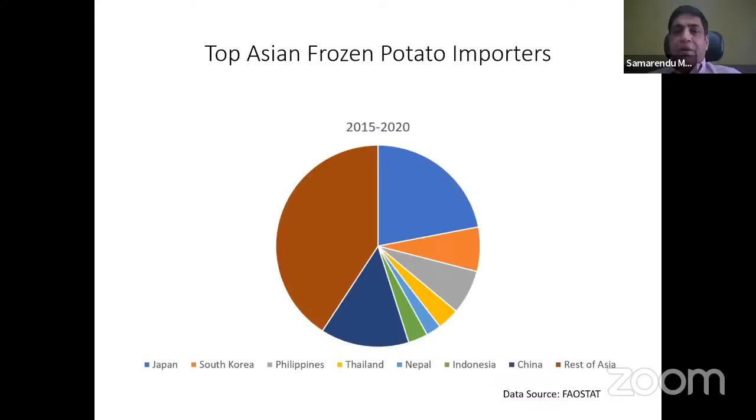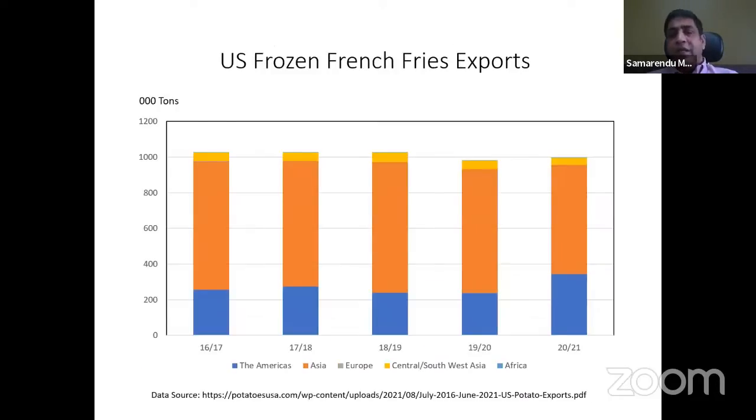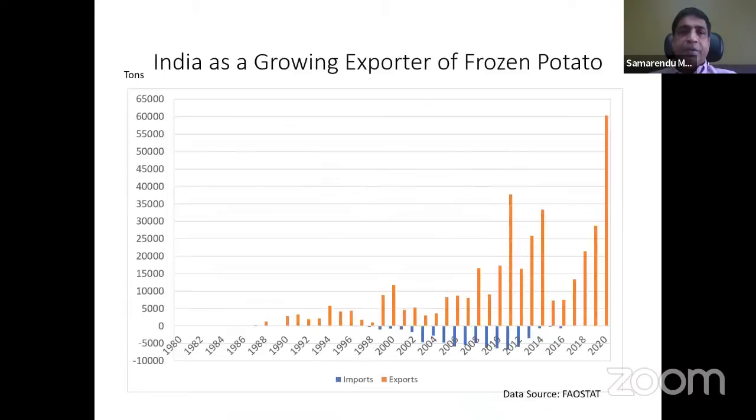Let me skip some of these things here. These are some of the importers. And as I told you, frozen French fries are mostly exported by the US and Europe. Japan and South Korea also import from the US and Western Europe to consume as frozen French fries.